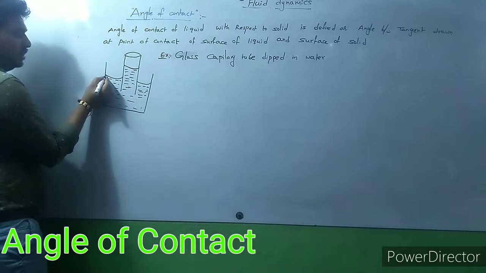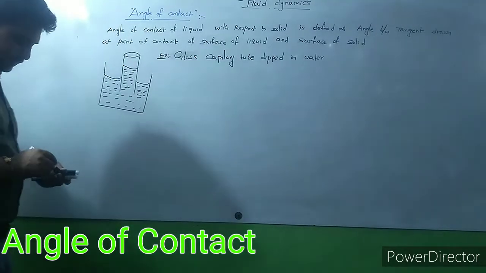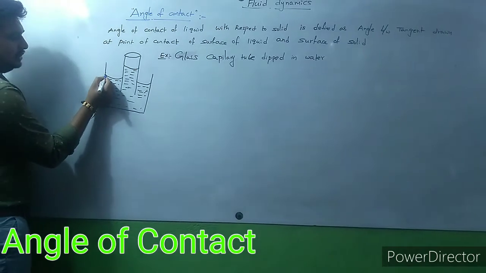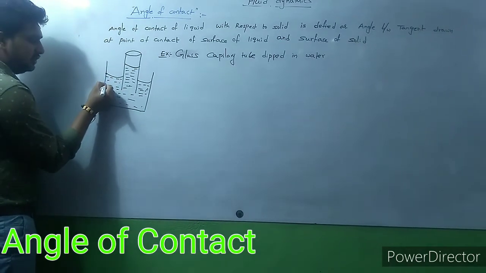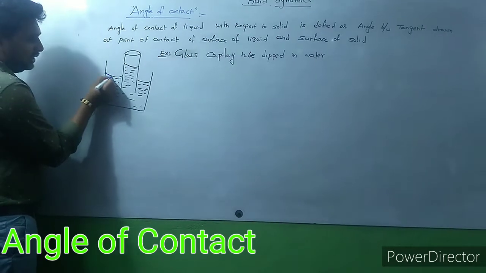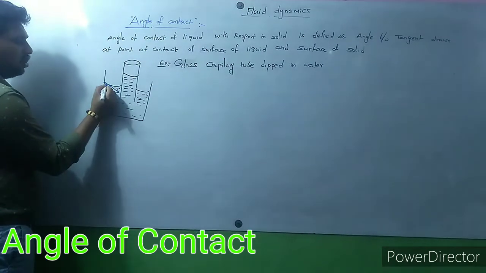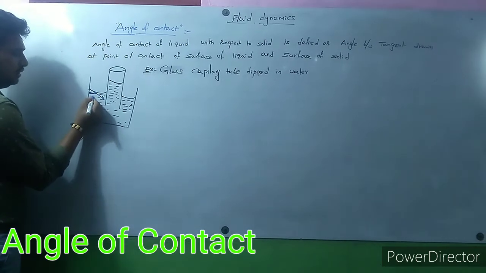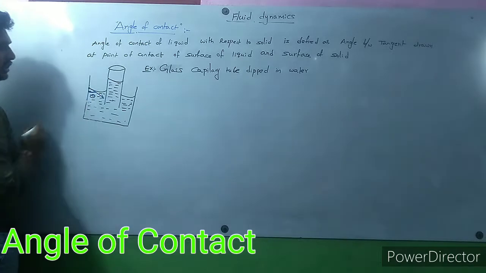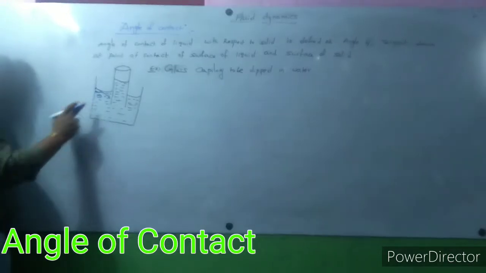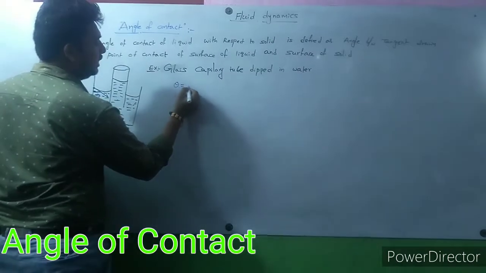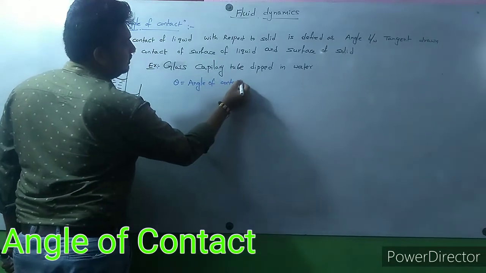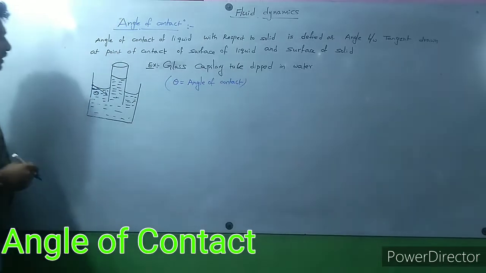Okay. So now observe carefully. A tangent is drawn to the surface of the liquid at the point of contact. This is the liquid surface, this is the solid surface. The angle between the tangent and the solid surface is theta. This angle theta is called the angle of contact.